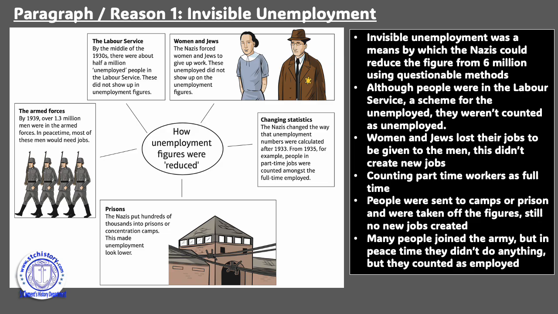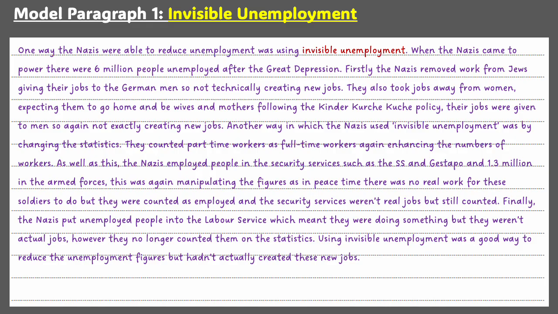So many people joined the army, but in peacetime they didn't do anything. So technically they're not unemployed, but they're not doing anything either, are they? So little things like this are what we want to try and get across in this first paragraph. It's called invisible unemployment, essentially fake unemployment. So let's see how this might look as a paragraph. We'll start, as always, with the opening line. Hopefully you're getting used to that now as you watch this video. One way the Nazis were able to reduce unemployment was using invisible unemployment.